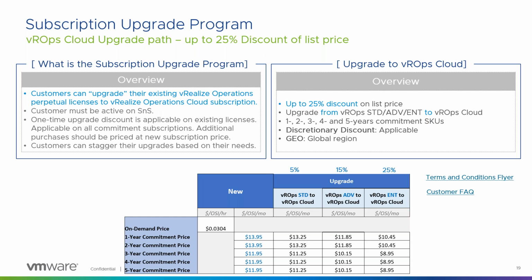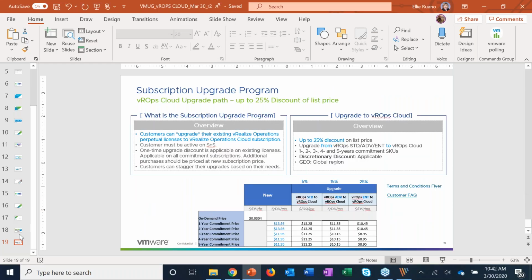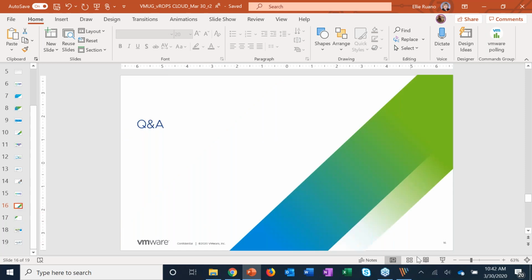On our website, you will find at cloud.vmware.com/vRealize-operations-cloud, you'll find our terms and conditions flyer that has more information as well as some frequently asked questions to help you with this. But I hope that gives those gentlemen a little bit more information about what they can expect for pricing.